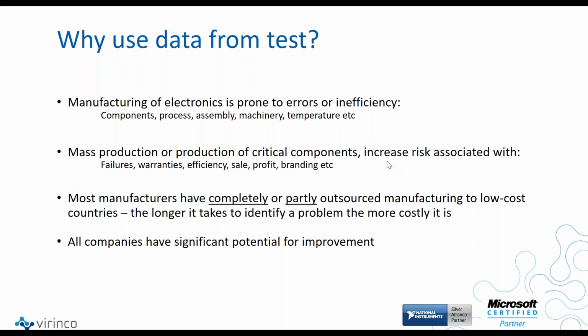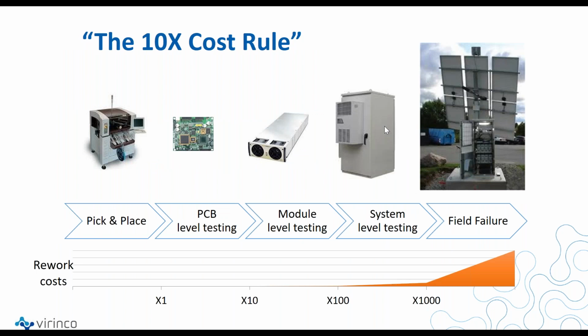And many manufacturers have outsourced the manufacturing. That could result in a longer time to identify the problem. And of course, it will be more costly. All companies that we've been working with have seen significant potential for improvement. We encourage you to collect data from all processes in order to find issues as early as possible. That will have the biggest impact on your cost savings. This is also called the 10x cost rule.